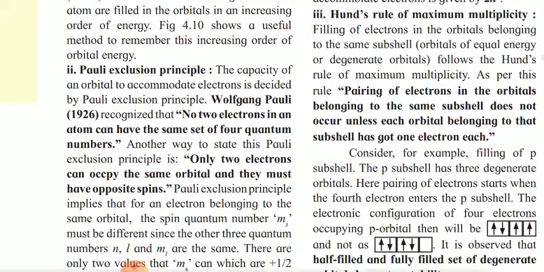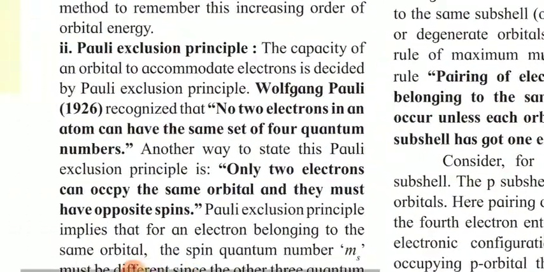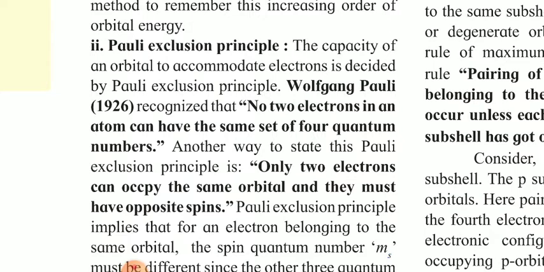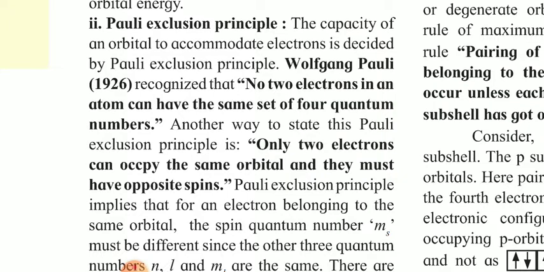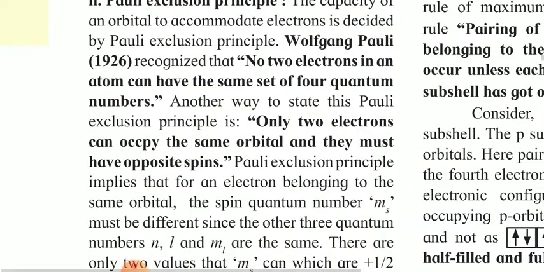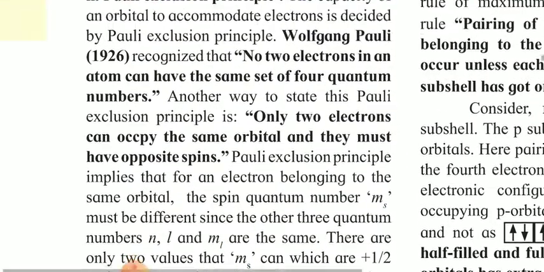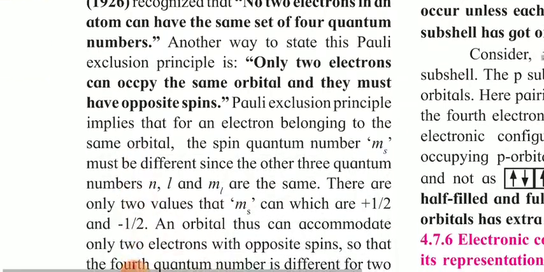Now students, according to the Pauli exclusion principle, the capacity of an orbital to accommodate electrons is decided. What this principle states is: no two electrons in an atom can have the same set of 4 quantum numbers. What does it mean? We have seen it with the help of the problem just now. Another way to state the Pauli exclusion principle is that only two electrons can occupy the same orbital and they must have opposite spins. So this is another way to express this principle.